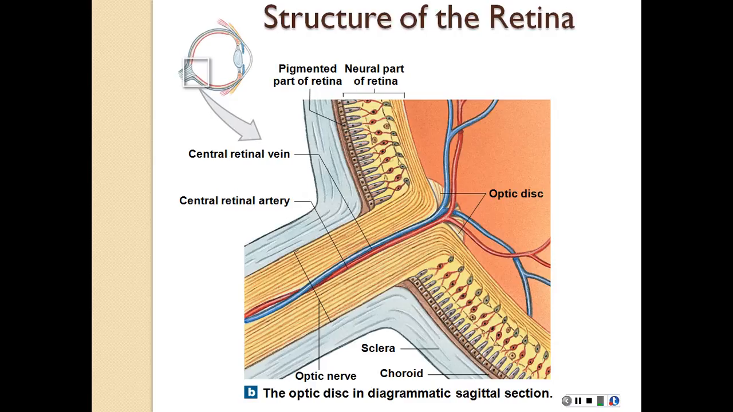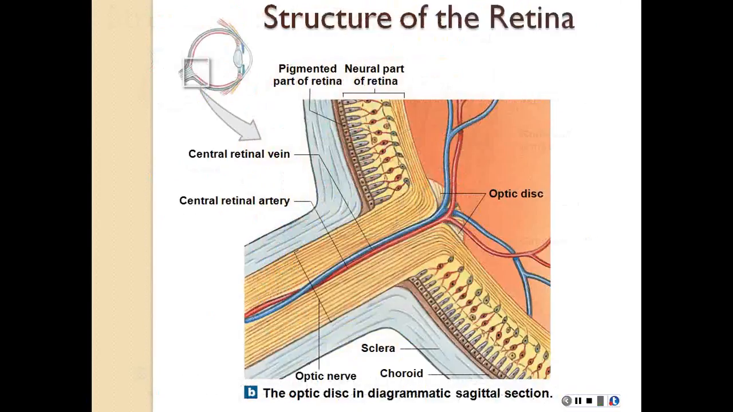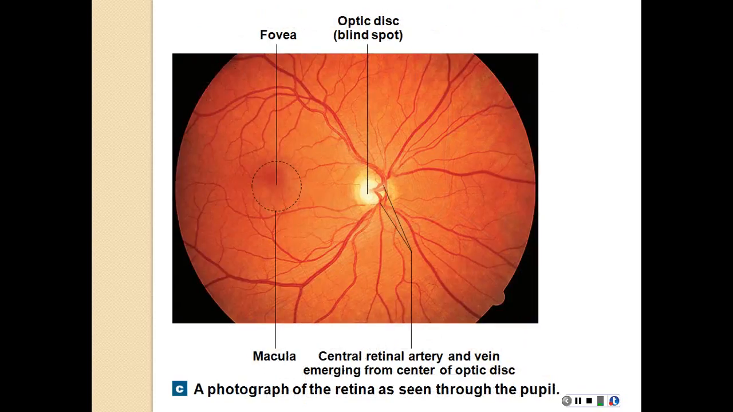So you can see there the pigmented area, the rods and cones, and the bipolar cells, the ganglion cells, and their axons are what form the optic nerve and transmits the signal on back to the optic chiasm, the optic tract, and on to the occipital lobe.